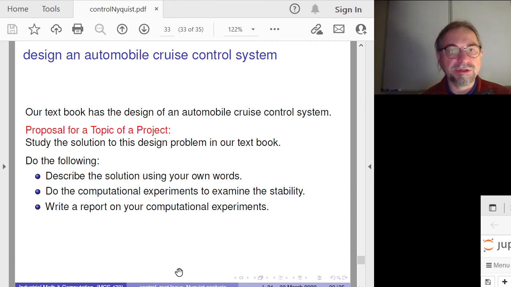First of all, make sure that you understand the solution that is offered in the textbook. Describe the solution in your own words, and also make a computational study of this, very similar to what we've done with the root locus method and the Nyquist analysis. You use one of the two methods. If you can use both, that's fine, but use one of the two methods to examine the stability of this solution to design a cruise control system. And as with any project, you should spend, I would say, half the amount of your time on the presentation. Writing the reports is very important in this course.